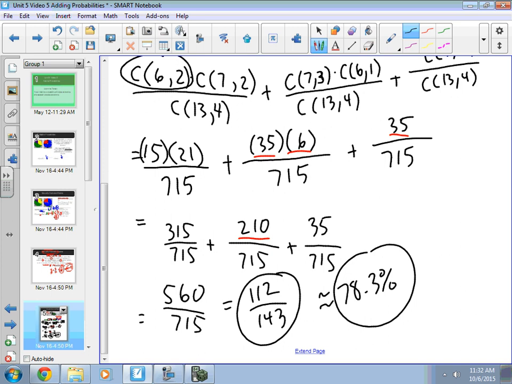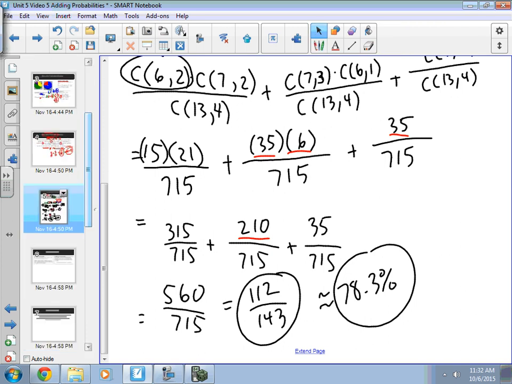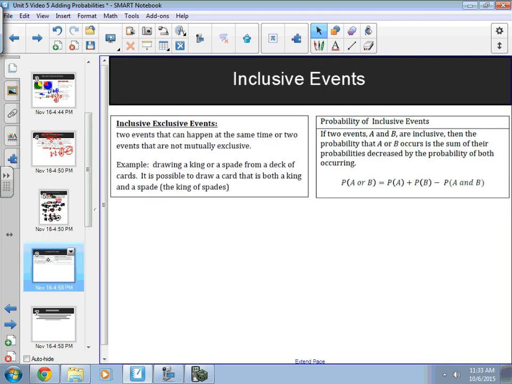Okay, that one's a little bit harder when you're selecting from different types of groups. Then you have to use combinations to see how many possibilities it is. All right, the other thing that you could get in OR problems is what's called an inclusive event.